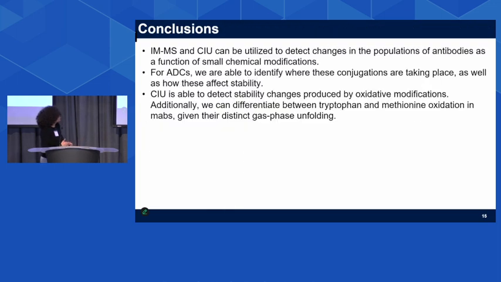So hopefully I've convinced you that we can utilize ion mobility in CIU to detect changes in the population of antibodies as a function of small chemical modifications. Specifically for ADCs, we can identify where these conjugations are taking place. And for oxidation, we're able to differentiate between tryptophan and methionine oxidation given their distinct gas phase unfolding.